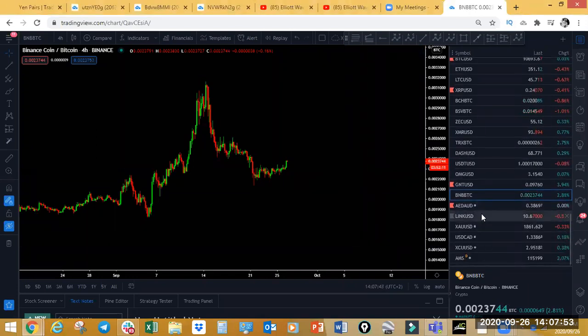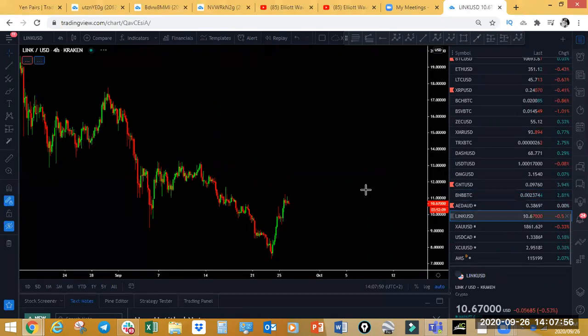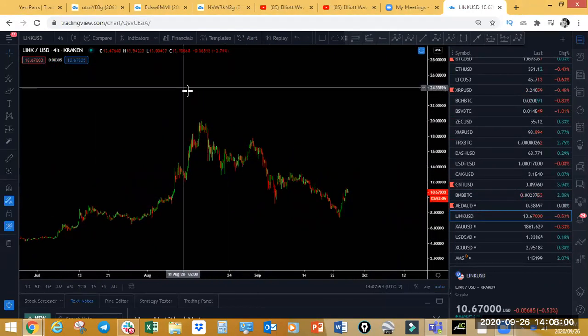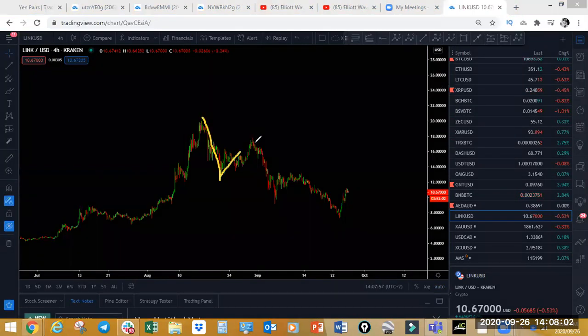Let's have a look at Link. Link is very clear. The overall structure on Link is very clear. It's 1, 2, 3 down. Now we're making this 1, 2 possibility.